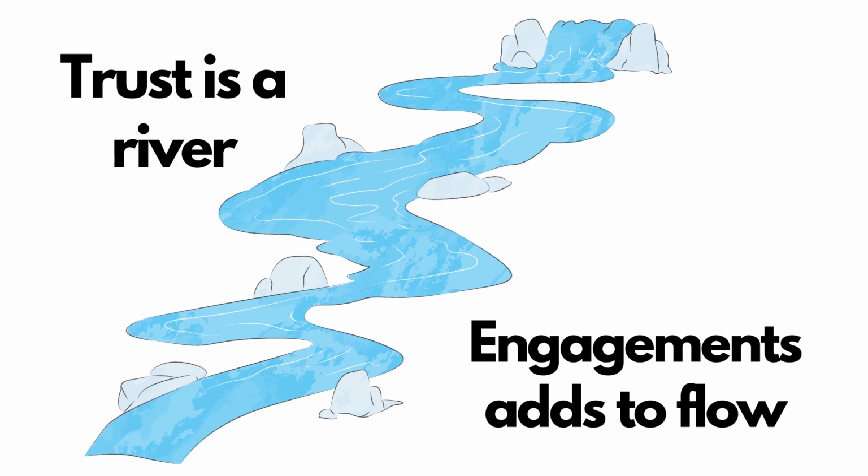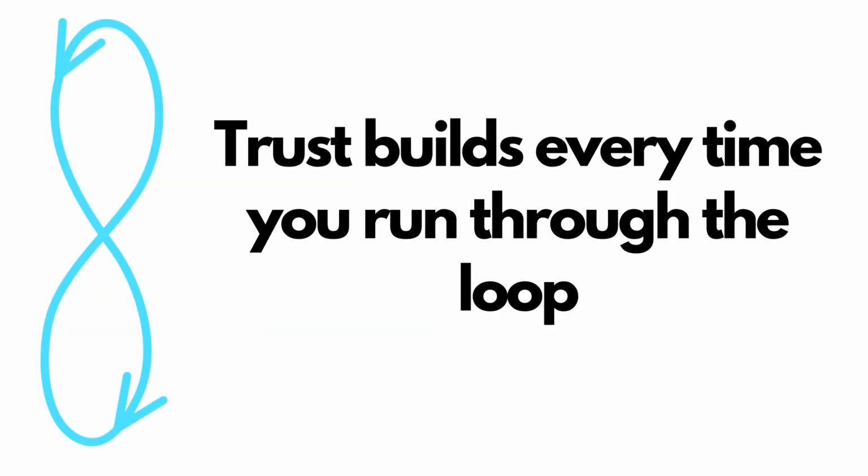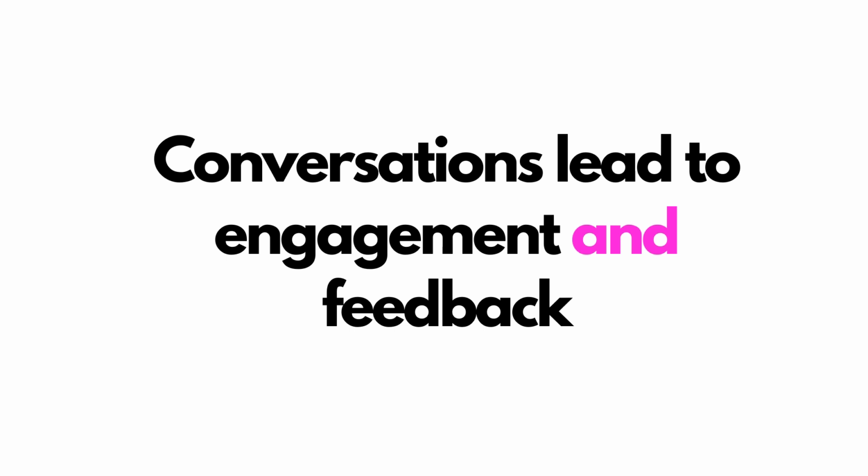A segment 1 customer requires some element of trust. Think of trust as a river. Every time you engage with a customer, every time you have an interaction with a customer, you add to the flow. And as the flow increases, the size, the breadth, or the depth of the river also increases. Trust is also a feedback loop. Trust builds every single time you run through the loop. Ultimately, you build trust to a point where you're able to establish a connection.